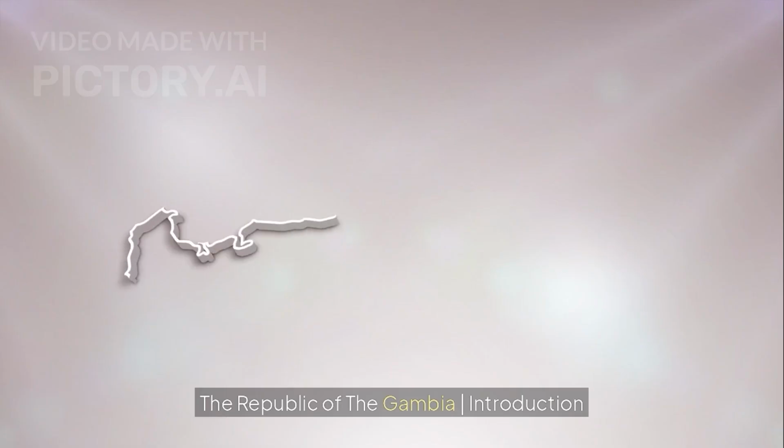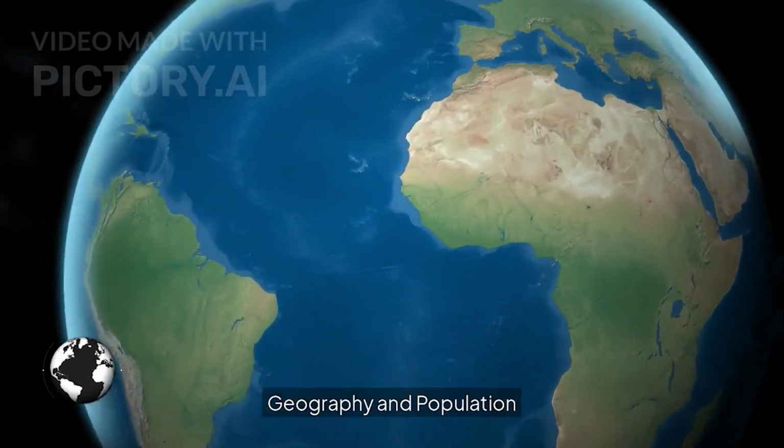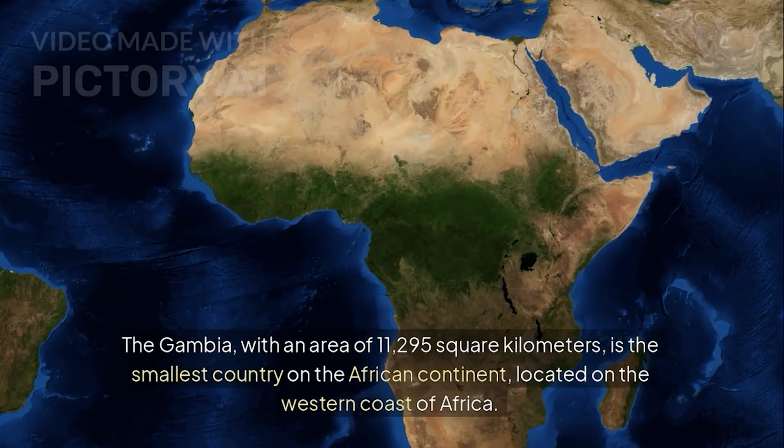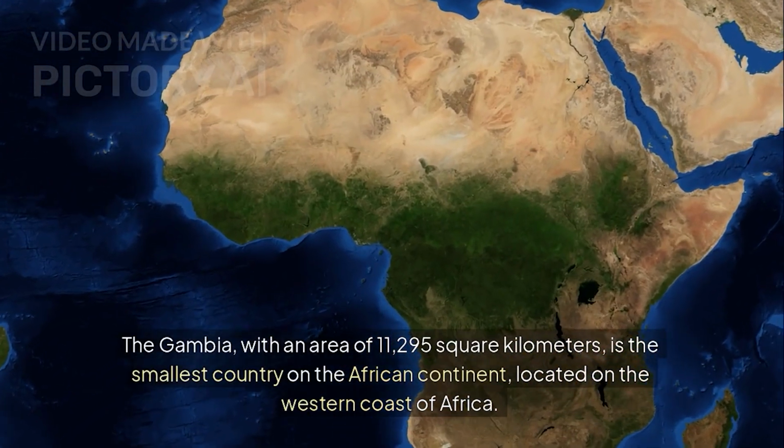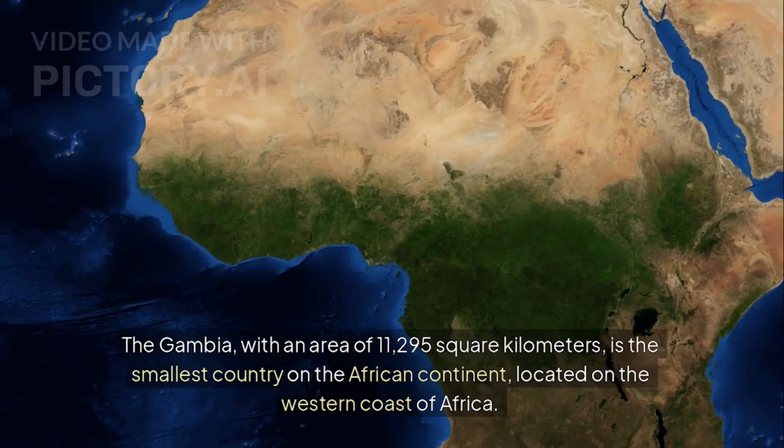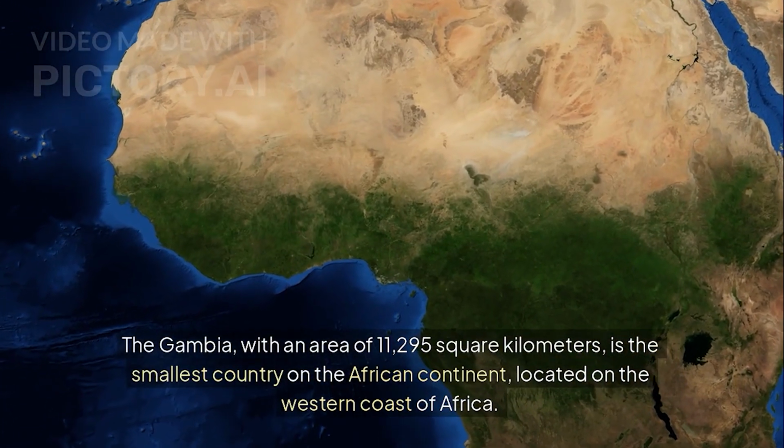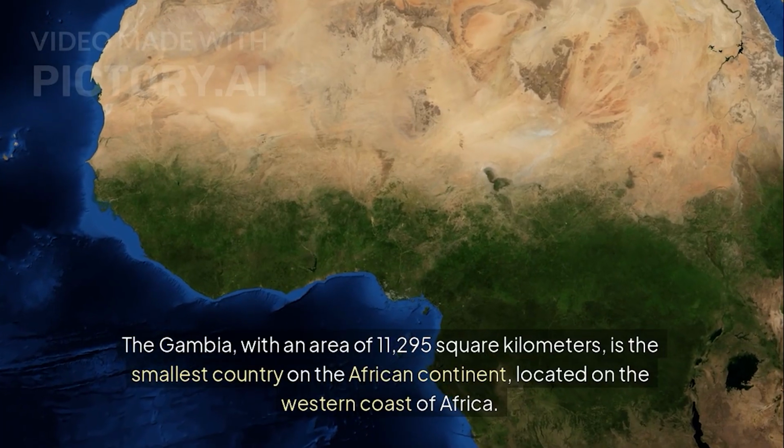The Republic of the Gambia, Introduction, Geography and Population. The Gambia, with an area of 11,295 square kilometers, is the smallest country on the African continent, located on the western coast of Africa.